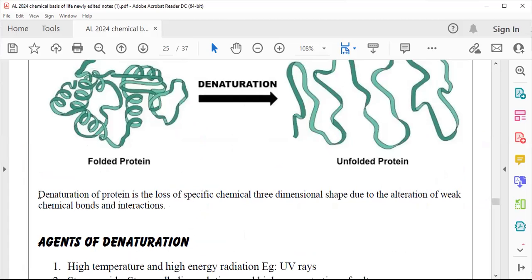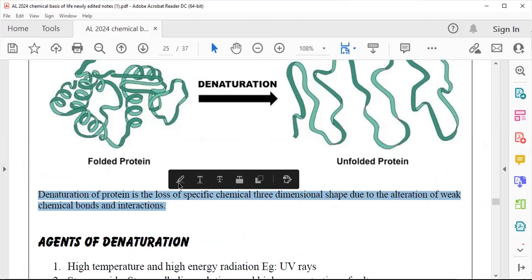Who can cause denaturation? So what is denaturation? Please read this one. This is the definition for denaturation. Denaturation of protein is the loss of specific chemical three-dimensional shape due to the alteration of weak chemical bonds and interactions.